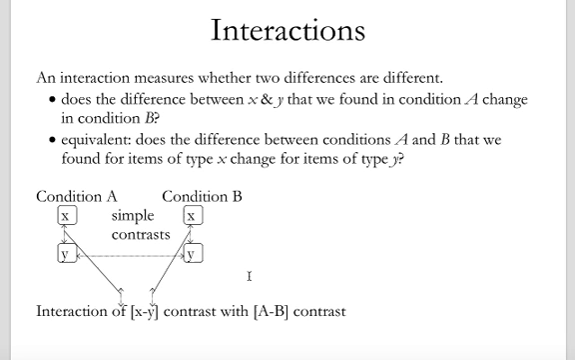And interestingly, this is exactly equivalent to the other way of phrasing this question. Does the difference between conditions A and B that we found for items of type X change for items of type Y? So you can look at this as comparing this difference to this difference, right? We're going to put these two things next to each other, and we'll have the interaction of this XY contrast with the AB contrast over here. Most things in human, social, and behavioral sciences are questions about interactions.